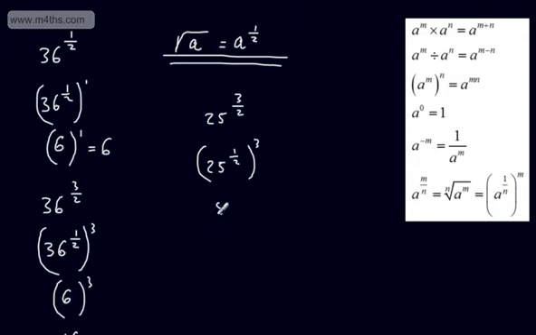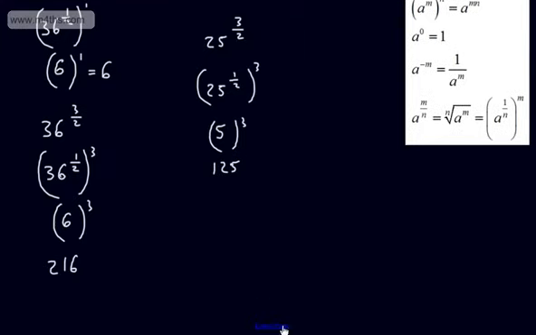Square root of 25 is 5, and then we raise this to the 3rd power, which will give us 5 cubed, which is 125. Let's look at some other examples.